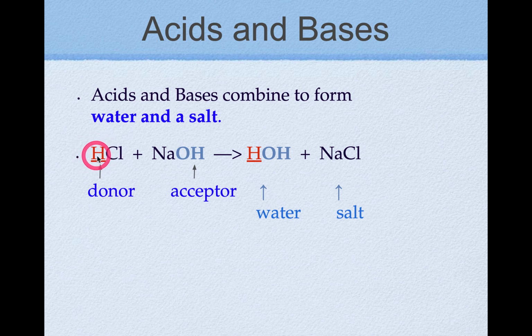When an acid donates an H, as you're seeing here, this H is leaving the Cl. It is going to be accepted by this OH, and so now we make water, the molecule water. Meanwhile, the sodium, which was in front for sodium hydroxide, and the Cl, which was in the rear for HCl, are put together in an ionic compound called a salt. A salt is an ionic compound formed by the reaction of an acid and a base, the proton donor and the proton acceptor.